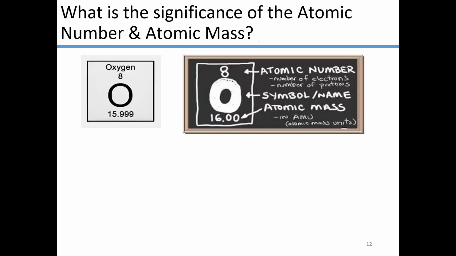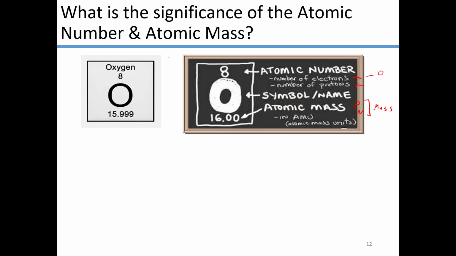Okay, so what is the significance of the atomic number and atomic mass? I know we already talked about this, but we're going to touch on it a little bit more. Again, our atomic number is the number of electrons and protons. Remember, electrons negative, protons positive. Our symbol, remember, is going to be 1 or 2 letters. And then our atomic mass is going to be everything inside of the nucleus. So remember, our nucleus had our protons and our neutrons. Protons and neutrons are the only ones that have mass, and our electron does not have any mass.